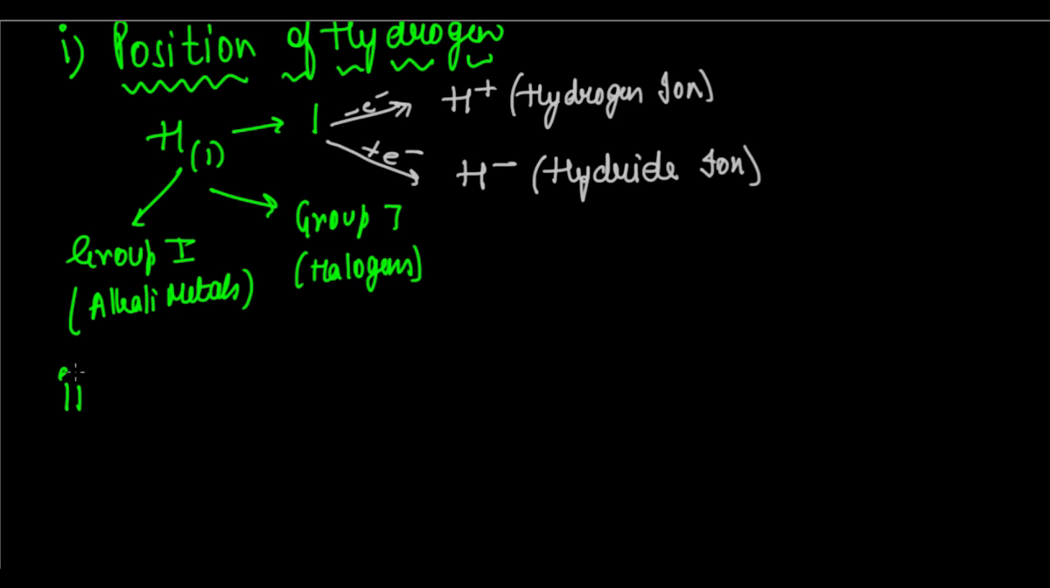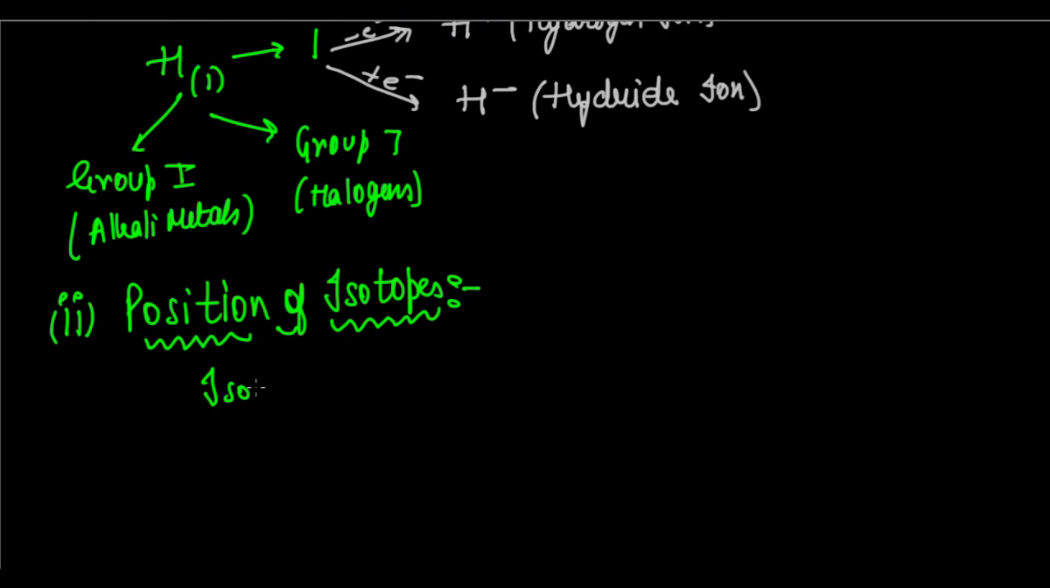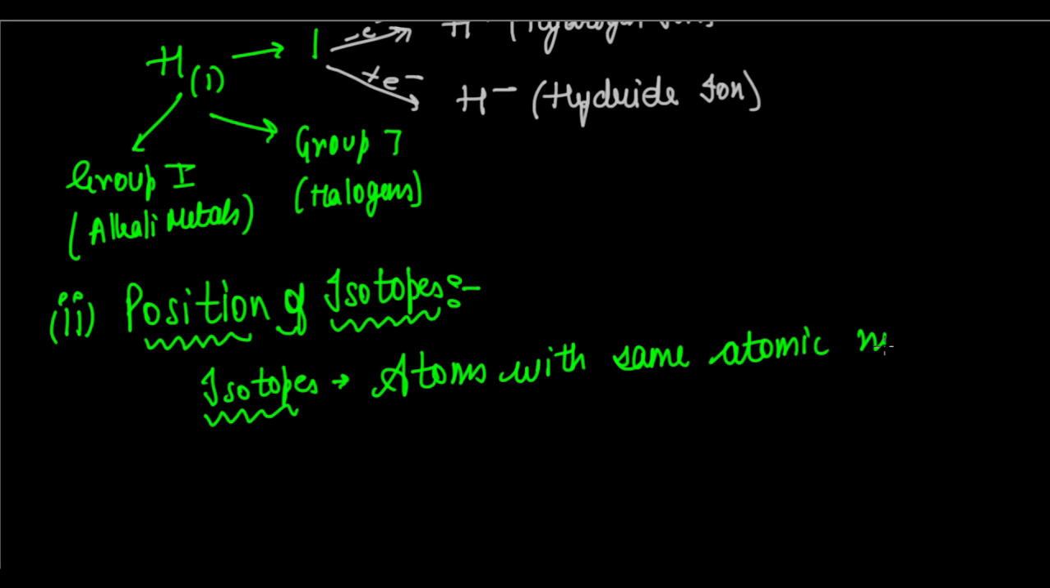The second problem with Mendeleev's table was isotopes. Position of isotopes. Now, you know what are isotopes? You've done this in class 9th. Isotopes are basically atoms with the same atomic number but different atomic mass.